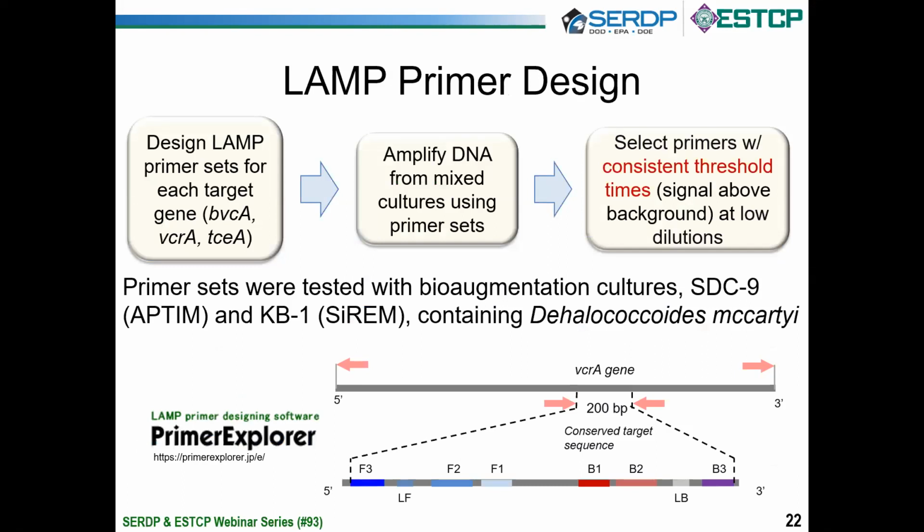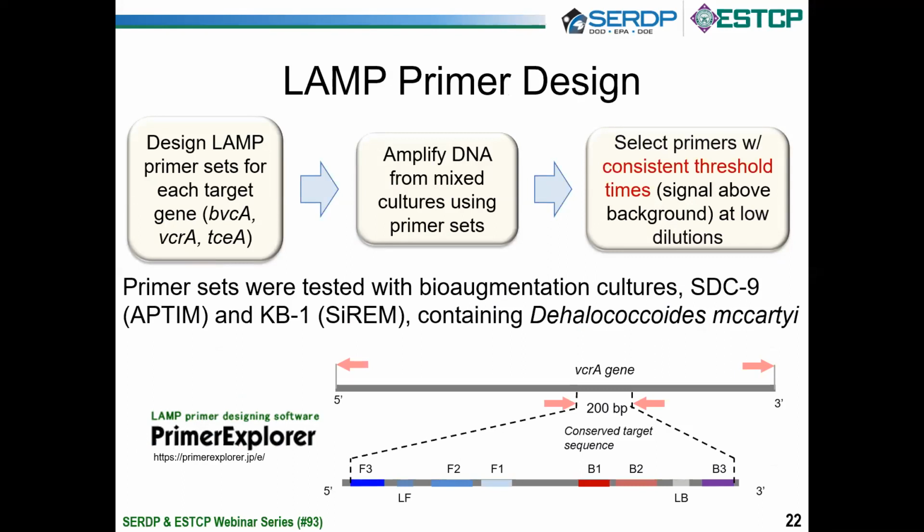The first step in this work was to design a series of LAMP primers for each target gene. For this, we targeted the reductive dehalogenase genes, BVCA, VCRA, and TCEA. We then tested the primers with DNA extracted from mixed cultures. For each primer set, we selected those that provided the most consistent results at low concentrations of our target genes.